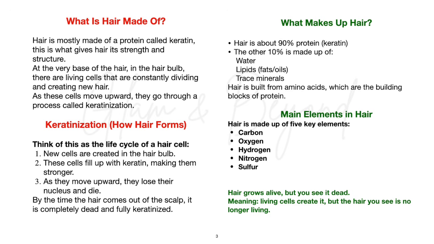Main elements in hair. Hair is made up of 5 key elements. They are carbon, oxygen, hydrogen, nitrogen, and sulfur. Hair grows alive, but you see it dead, meaning living cells create it, but the hair you see is no longer living.